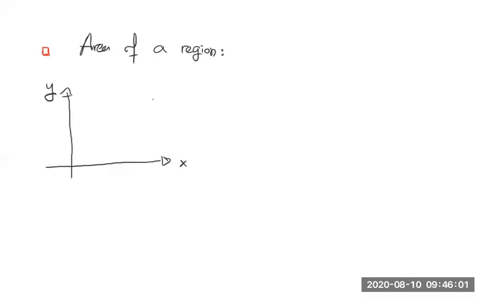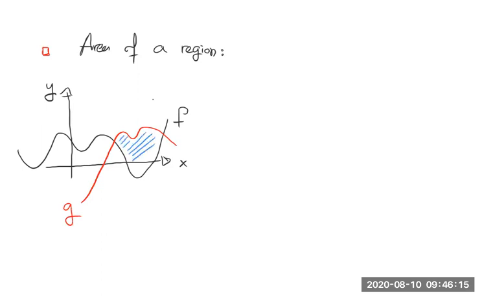So for example, you have a function f, and then you have another function g. You already know that it can be computed using single variable calculus: what is the area of the region between these two functions? Now, we can use iterated integrals to compute regions bounded by the graph of functions. The idea is to compute the area, for example, of this blue region. What is the area there?